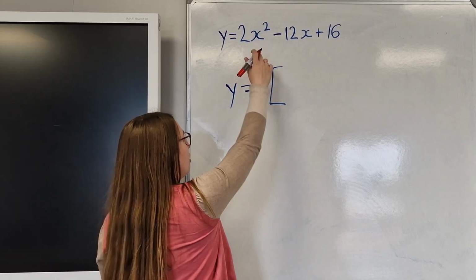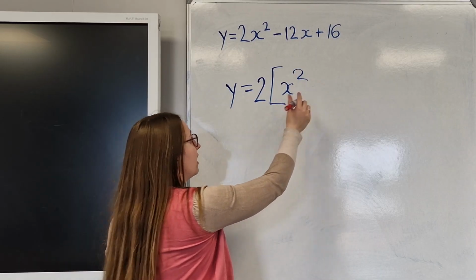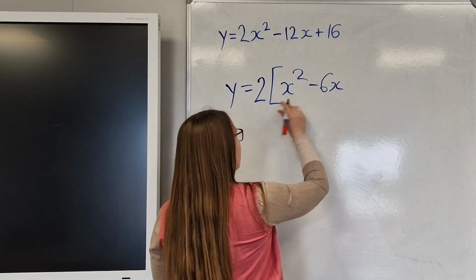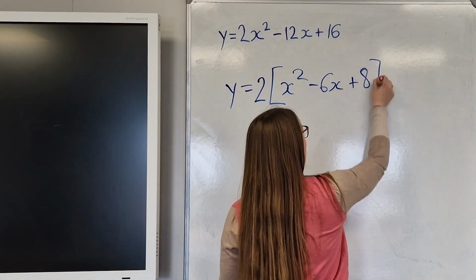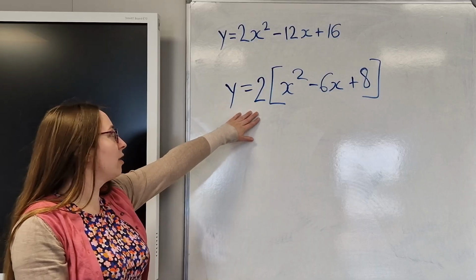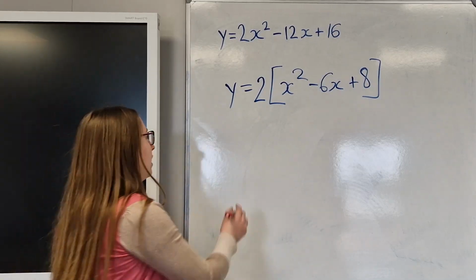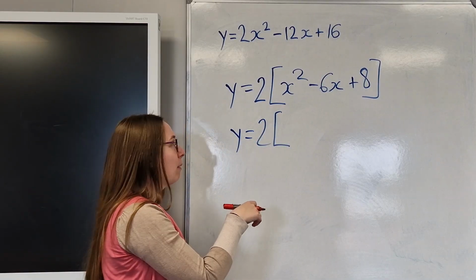So what do we times by 2 to get 2x squared? x squared. Then we times minus 6x by 2 to get minus 12x, and then we times positive 8 by 2 to get positive 16. And I've got to park this 2 here and then worry about it at the end. So now I'm going to complete the square inside these square brackets.